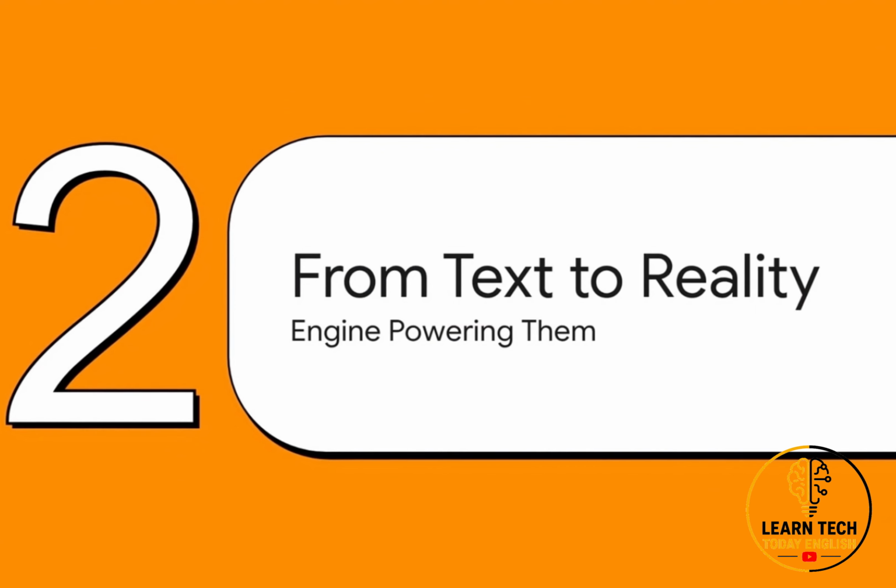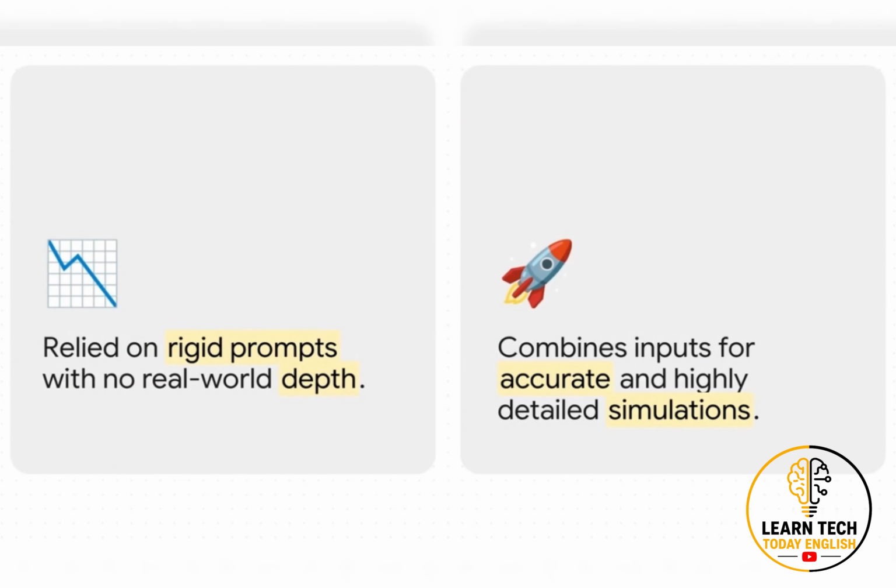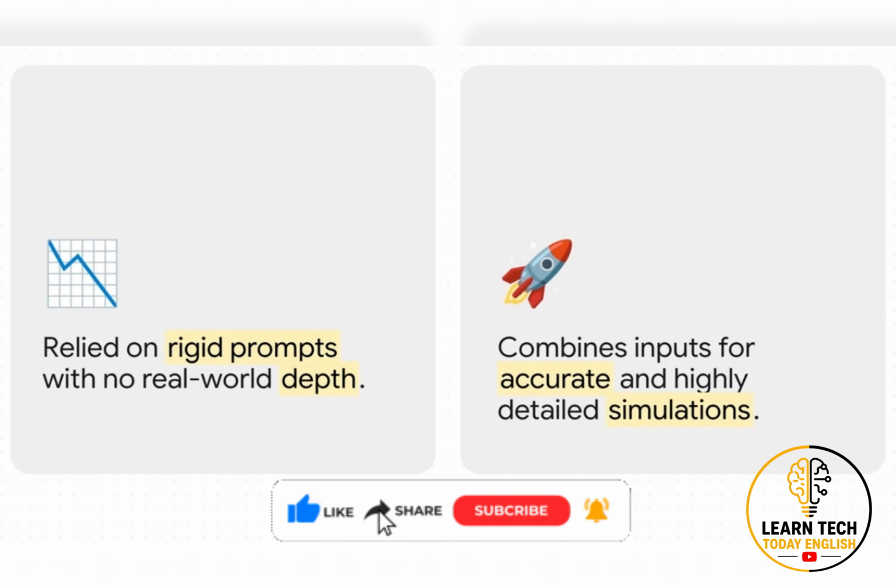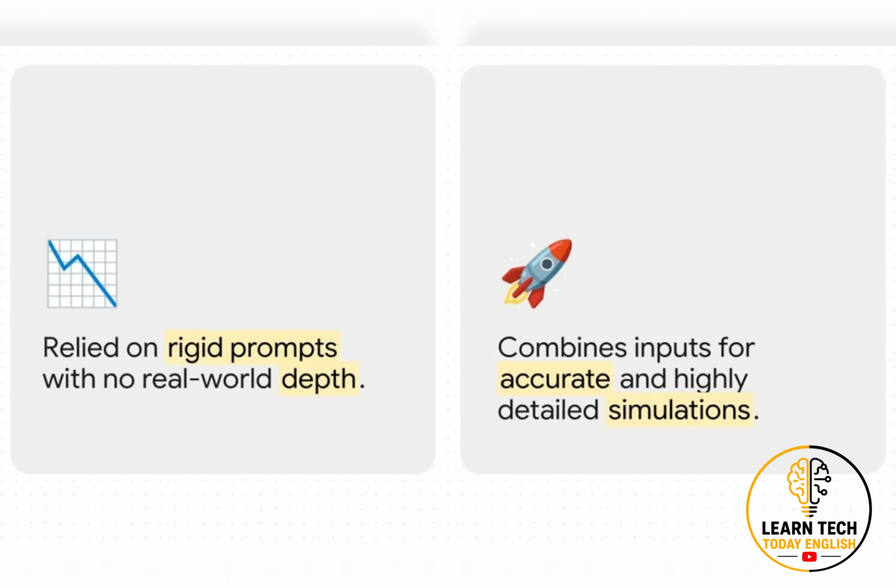Let's dive into section 3, from text to reality, the engine powering the assistants. We can see this massive leap really clearly when we compare the old guard to the new tech. Older AI video models generated stuff that looked cool on the surface, sure, but they relied on really rigid prompts and had absolutely zero real world depth or subject matter accuracy. Enter Gemini OmniFlash. This new engine combines literally any input you throw at it: images, audio clips, video footage, text, and generates finished, high quality video that genuinely understands the subject matter. It's not just mashing pixels together, it's actually reasoning about the world.